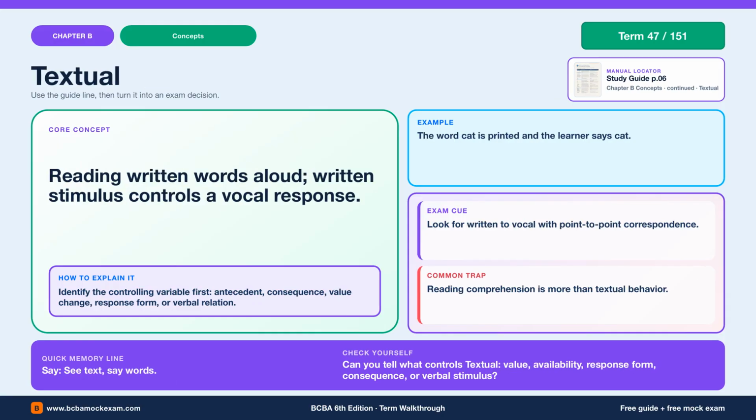Textual. Textual behavior is reading written words aloud. The written stimulus controls a vocal response. For example, the printed word cat appears, and the learner says cat. The exam cue is written to vocal responding. The trap is assuming textual behavior means reading comprehension. Reading aloud is textual. Understanding what was read involves additional behavior. Memory line. See text, say words.